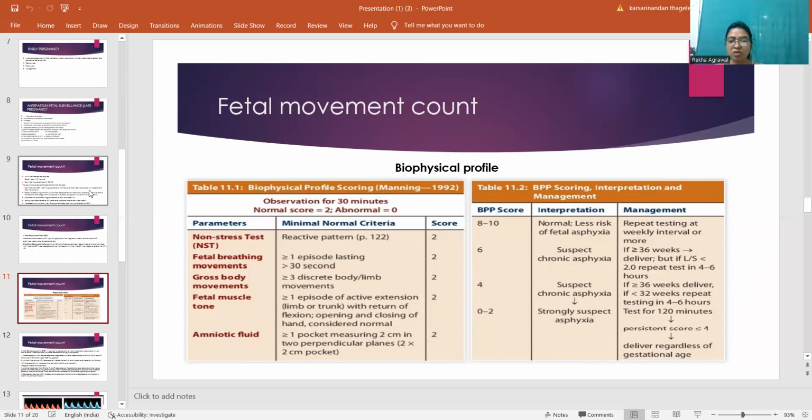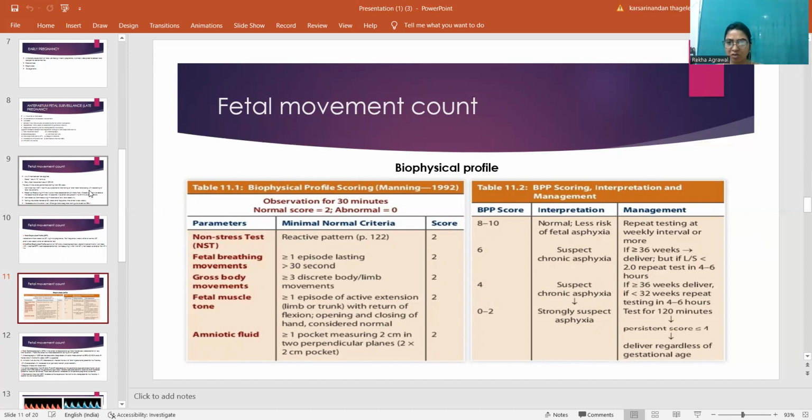Okay, so the non-stress test is reactive or non-reactive pattern, which we will read in the next slides. And fetal breathing movements: if there is more than one episode lasting more than 30 seconds, then it is normal. Gross body movements: three or more discrete body or limb movements, then we give it a score of 2. This is over a period of 30 minutes of observation.